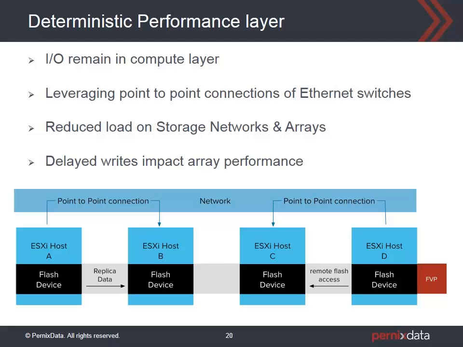This is much quicker than going all the way down to your storage array. Typical arrays have latency figures of 5 to 10 milliseconds. We measured performance on 10 gig networks in the range of 400 microseconds when we did a remote flash access. 400 against 10,000. That's the difference we're talking about. And if the flash device can handle it, you're good to go, right?